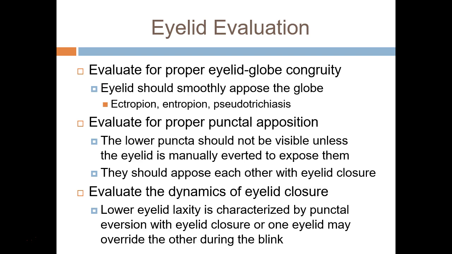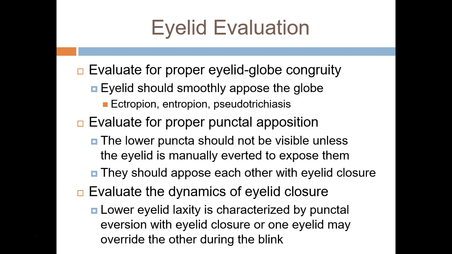Third, you should evaluate the eyelid for the dynamics of closure. You do that by looking at the amount of eyelid tension or the amount of lower eyelid laxity, and that's characterized by what's called punctal eversion. I've got a picture of that coming up, where when you close the eyes, one eyelid kind of overrides the other. A second characteristic of lower eyelid laxity is when you pull the eyelid away from the globe, it snaps back slowly. Again, we'll have some images of that.